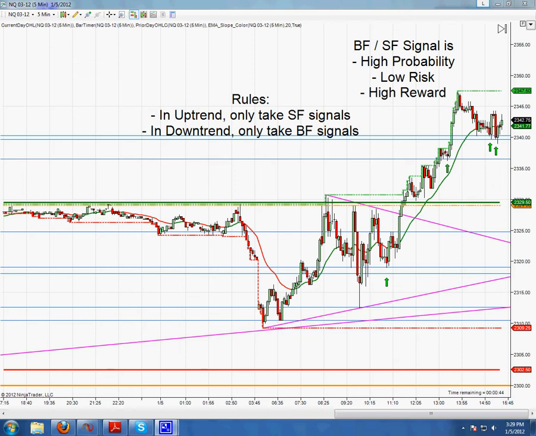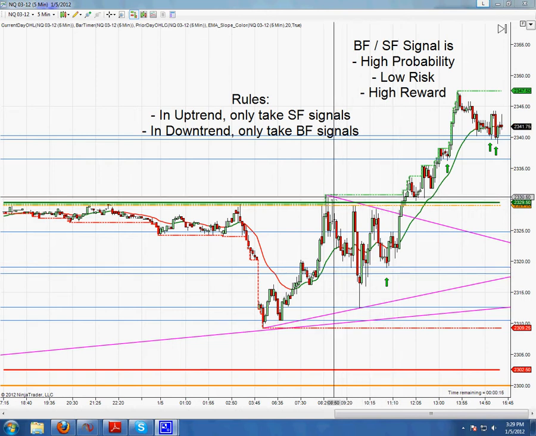Now, a couple rules that I have for this trade is in an uptrend, you only take seller failure signals. And in a downtrend, you only take buyer failure signals. The way that this signal looks is you have swing lows being set on, for example, this chart on the 5-minute, and I draw a horizontal line once we're in a trend and we establish these swings.